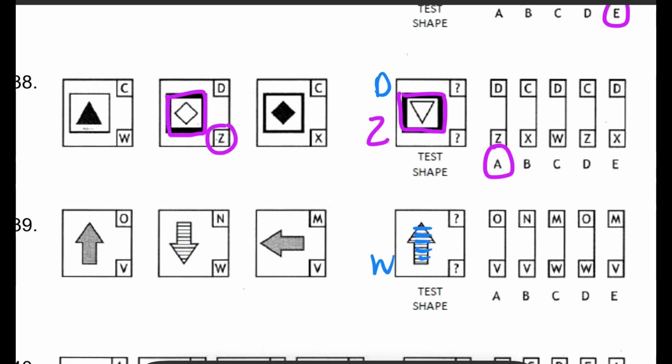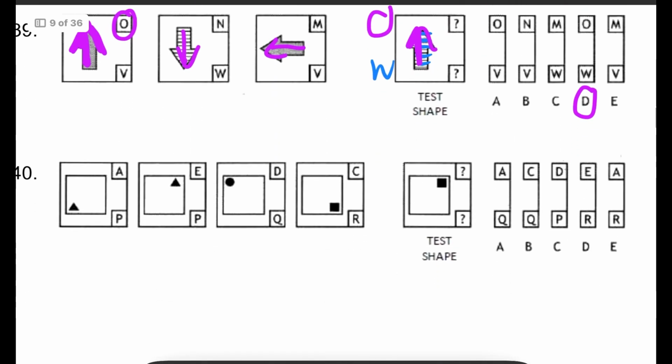First letter is different because the arrows are all pointing in different directions. So this arrow is pointing up like that, which matches this one. So the first letter will be an O, O-W. The answer is D. Now to the final question.